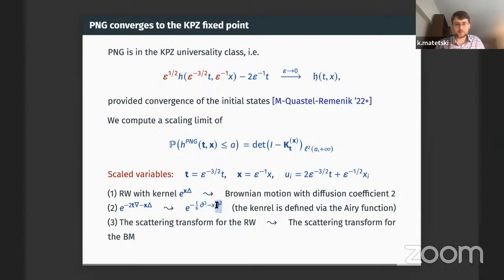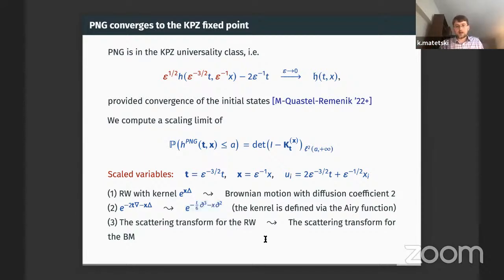Okay, so the operator generated by the second derivative is the heat operator, and the Airy operator generated by the third derivative is an integral operator whose kernel is given by the Airy function. In other words, the kernel for this operator can be written explicitly as some transformation of the Airy function. In particular, it is well defined and it makes sense.